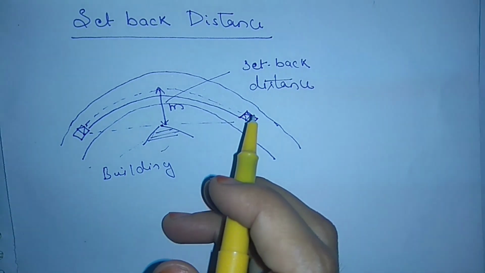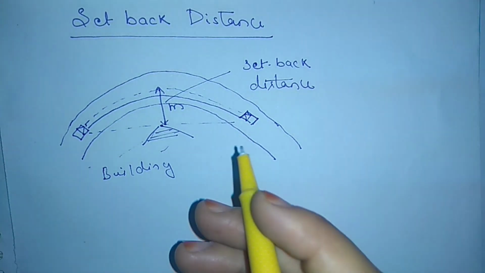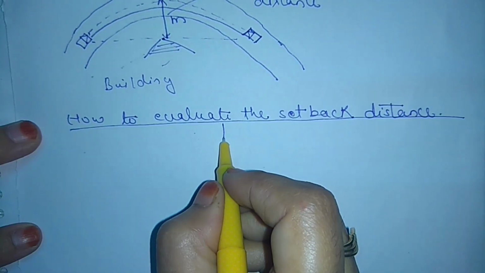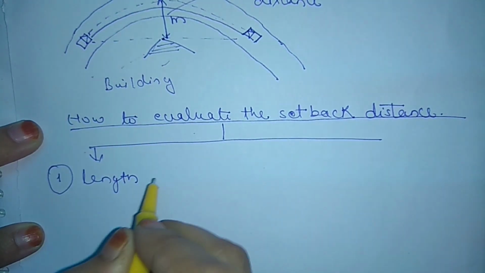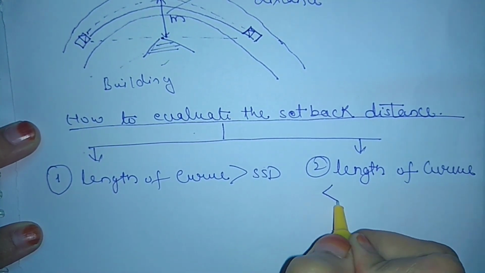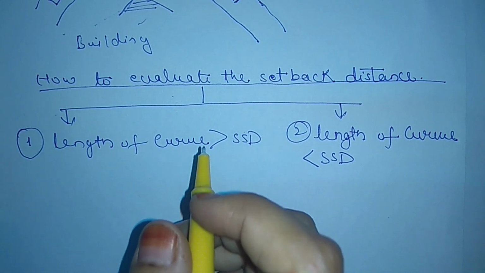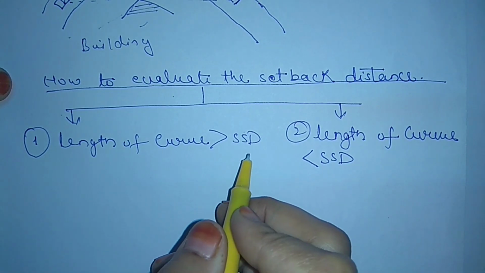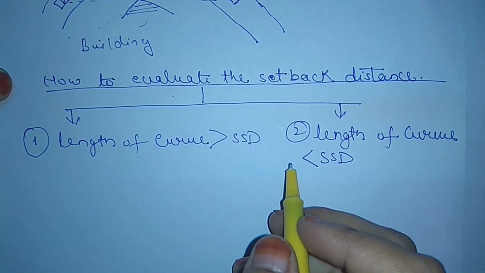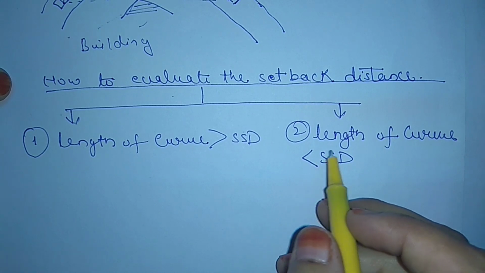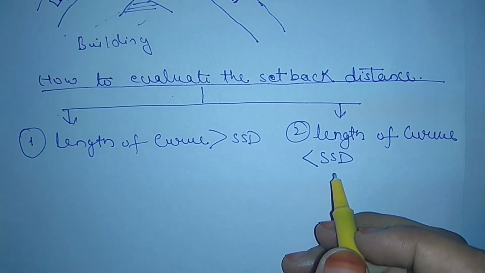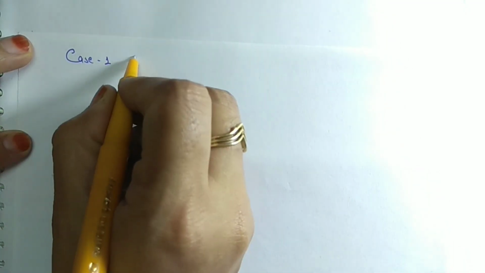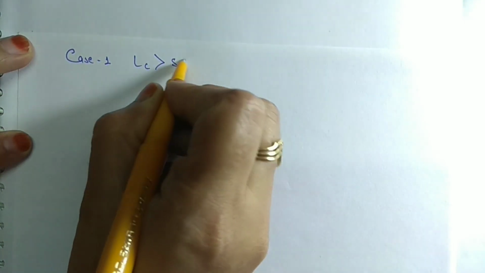And how to evaluate the setback distance? Now, there are two cases for setback distance. The first one is that the length of curve should be greater than stopping sight distance, and the other case is that the length of curve should be less than SSD. Now let's talk about case 1, that is length of curve is greater than SSD.